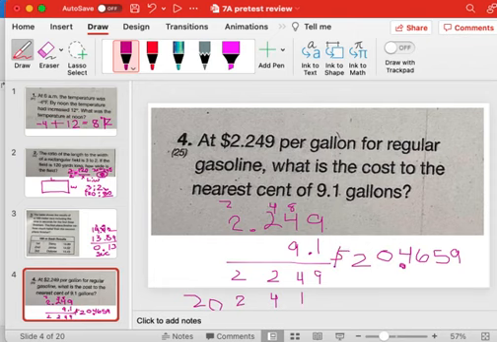Okay, so now we have to round that to the nearest cent. So the nearest cent is right here, isn't it? All right, 2 digits would be cents. So this 5 has got to round up, so we're going to make this turn into a 7. So we're going to have $20.47 is our final answer. Any questions on that one?